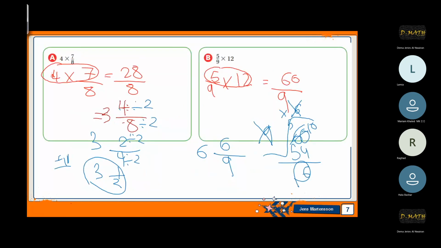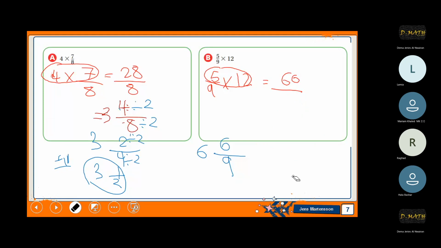We said that 6 and 9, are they multiples of 2? No. Multiples of 3? Yes. So let's divide them now by 3. 6 divided by 3 is 2. 9 divided by 3 is 3. And this 6 bracket, so the answer will be 6 and 2 over 3.